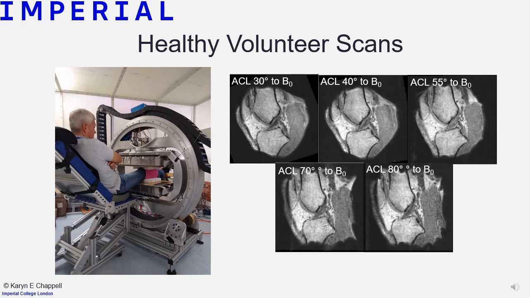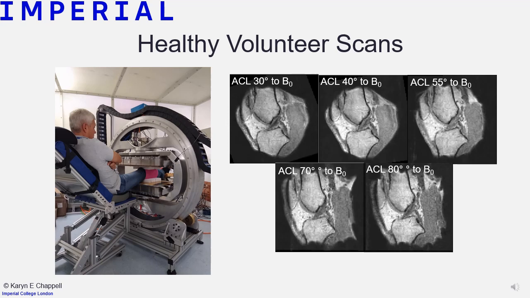Here are the kind of images I'm getting from human volunteers. At the moment, the scan takes somewhere between 10 to 15 minutes to perform, and it needs to be repeated at least 5 times, so volunteers are in the scanner for over an hour. It's not ideal.